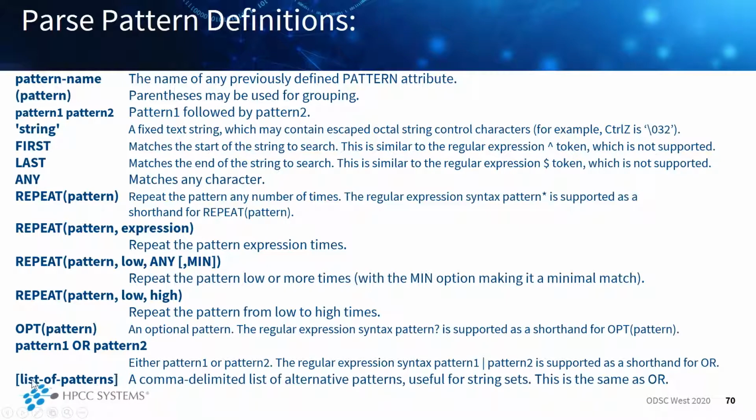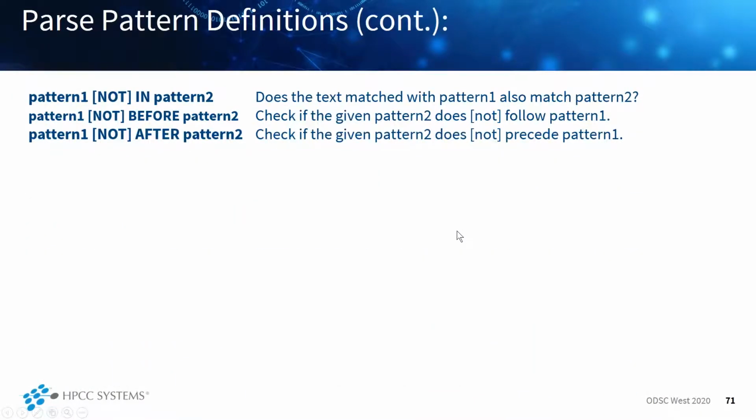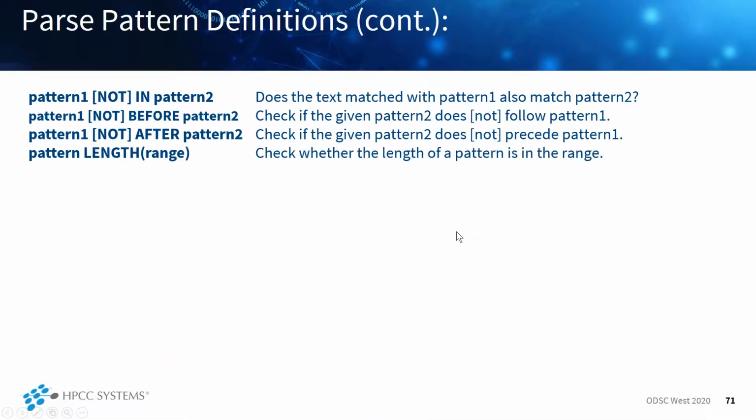A list of patterns in square brackets followed by comma-delimited or comma-separated values. You have a comma-delimited list of alternate patterns that you're looking for. I'm going to show you an example of that, like looking for an article like the, a, and, or... I think Hugo's going to show you looking for verbs and adverbs in his example. All right, so there's some more Boolean logic.